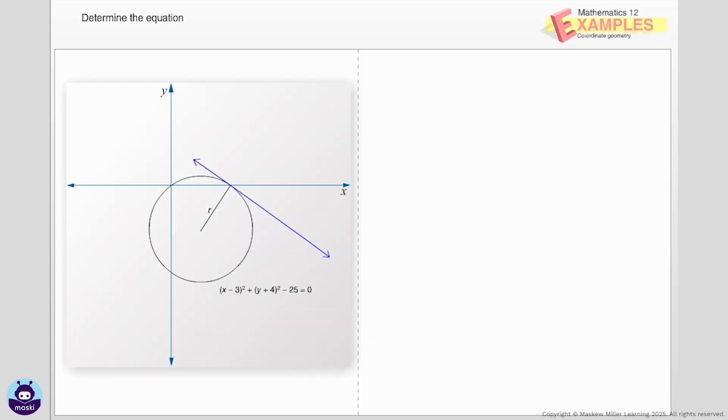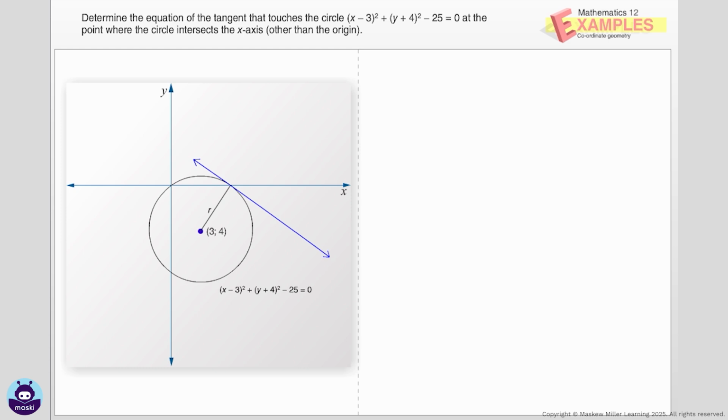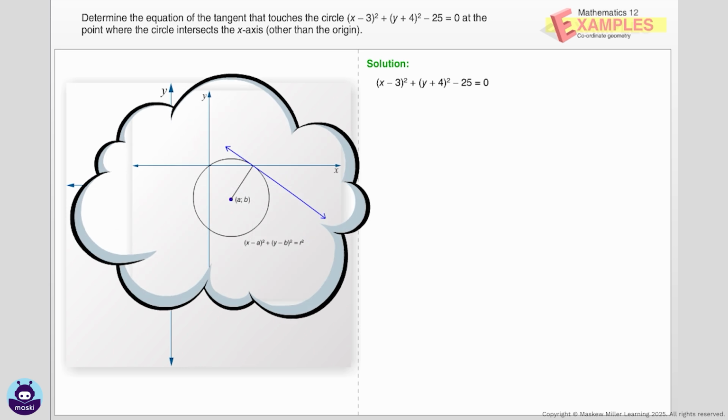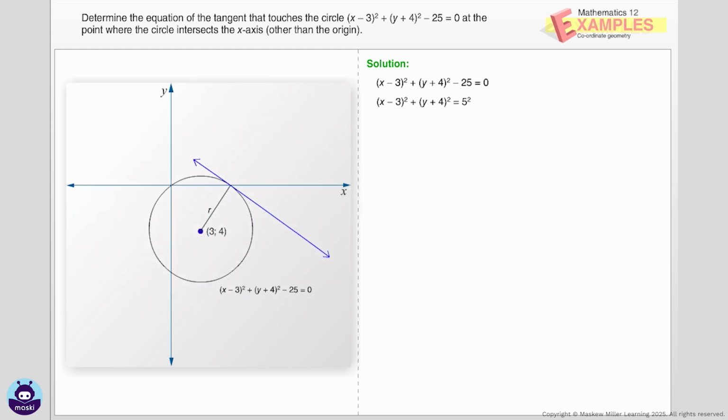Example 2. Determine the equation of the tangent that touches the circle (x − 3)² + (y + 4)² − 25 = 0 at the point where the circle intersects the x-axis other than the origin. Solution. Observing the given equation, we know that the center of the circle lies at the point (3, −4), and the radius is 5.